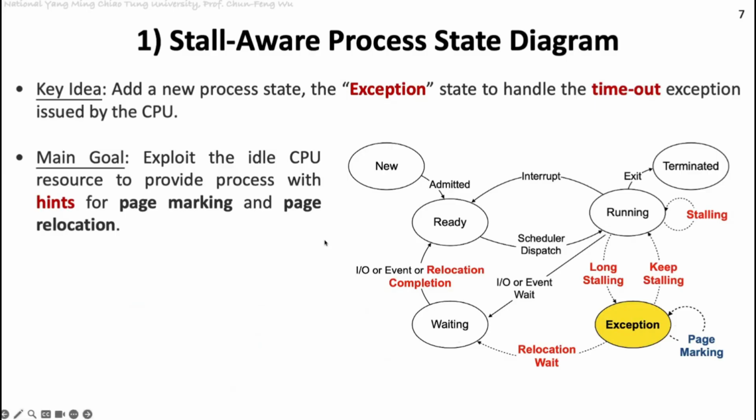So the goal is to exploit the idle CPU resource to provide the process with hints for marking and relocation. Patch marking here, you can think of it as preparing for the operating system to do some prefetching, because we need to send some hints to let the operating system know what kind of data we are going to prefetch.